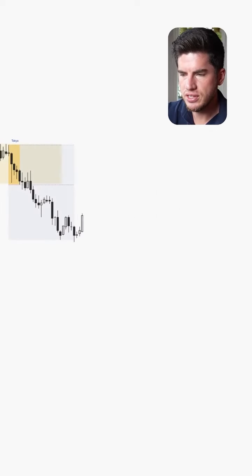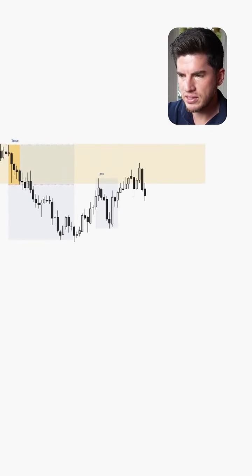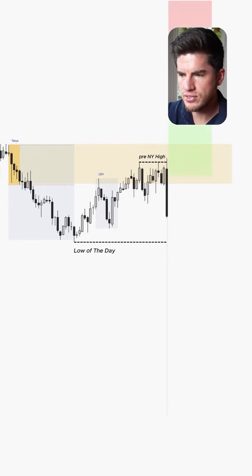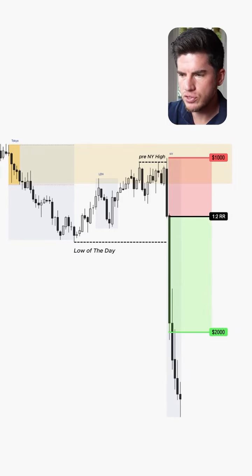The second position did the same thing. Not only did it come back to mitigate the initial balance, but it took pre-New York highs in the process, giving a retrace candle and then a 2-to-1.